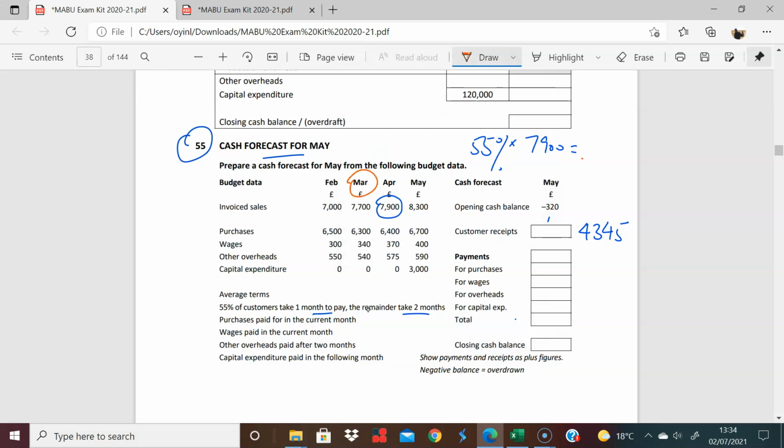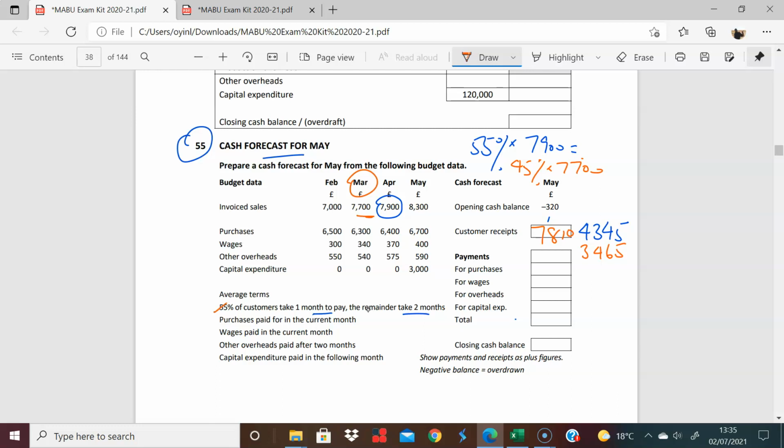But for March, 55% of that would have come into April, and the 45% of that would have arrived in May. So we know that 45% of the 7,700 will come in May. So 45% times 7,700 is coming in May, 3,465. Add these two together, 4,345 and 3,465, you have 7,810. And like I said, this typically tends to be the tricky one.